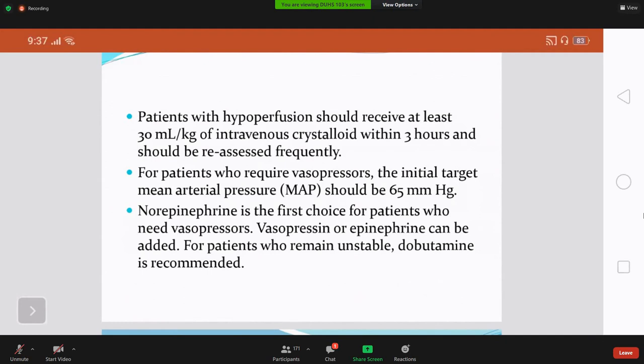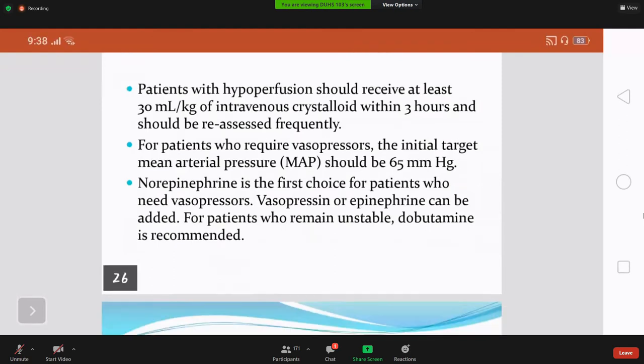And patients who do not maintain the blood pressure in spite of giving crystalloids require vasopressors, and the initial target mean arterial pressure should be 65 millimeters of mercury. For vasopressors, the first drug of choice is norepinephrine. If the patient still does not maintain their blood pressure, then epinephrine can be added. And for patients who still remain unstable, then dobutamine is recommended.